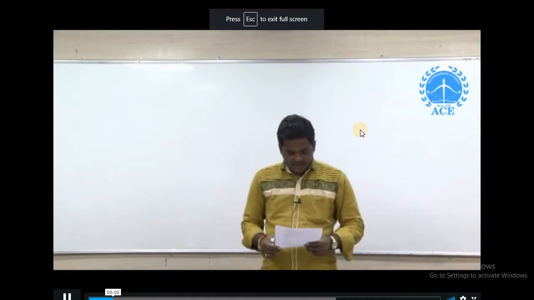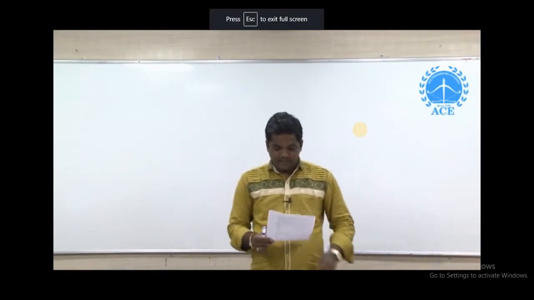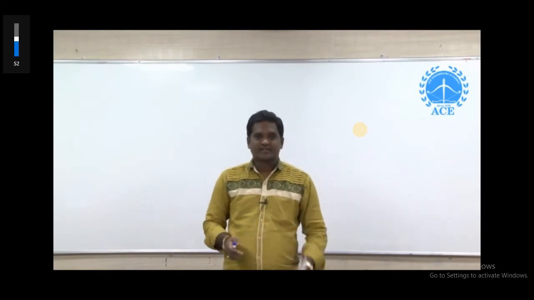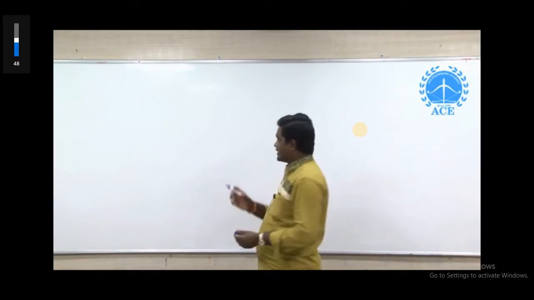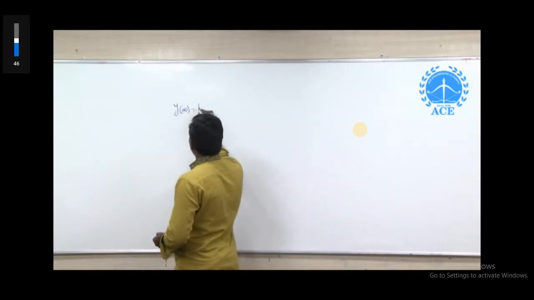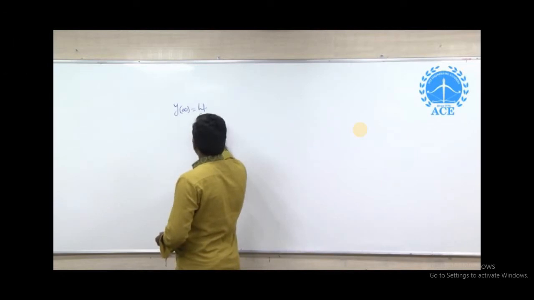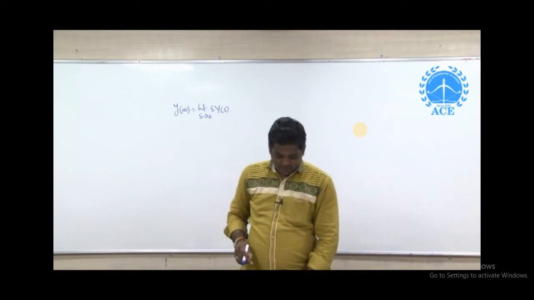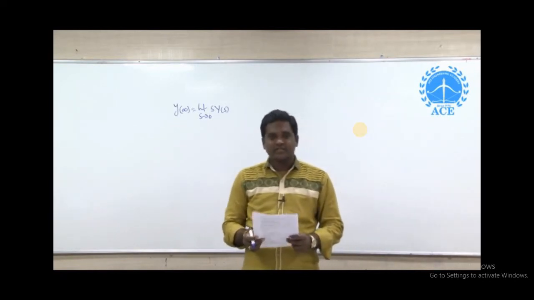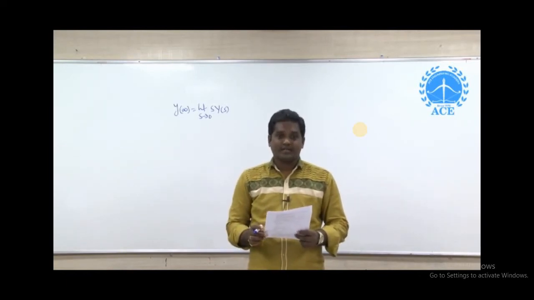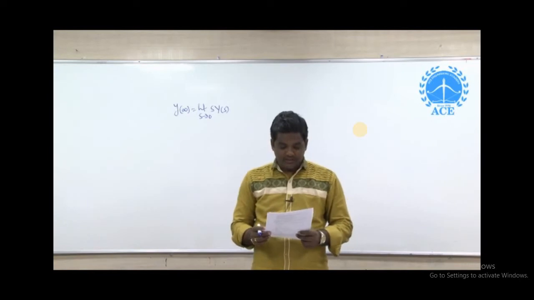Okay, the question is, let capital Y of s be the Laplace transform of the function y of t. Then the final value of the function is, according to the final value theorem, the final value y of infinity is equal to the limit as s tends to 0 of s times Y of s. It is the final value theorem statement, provided that the function s times Y of s has strictly poles which lie on the left side of the s plane. So the right option is C.